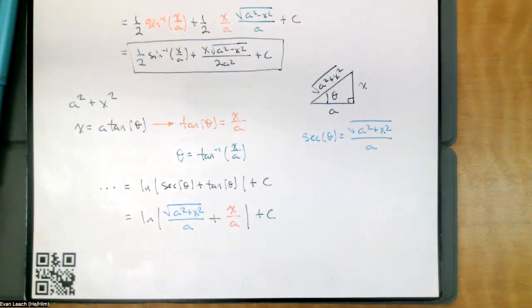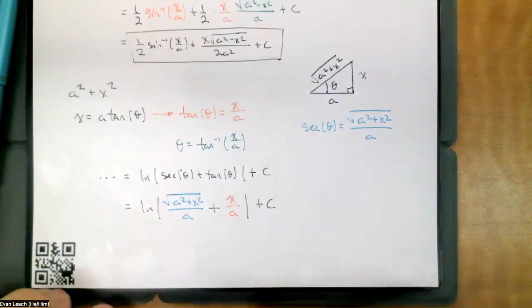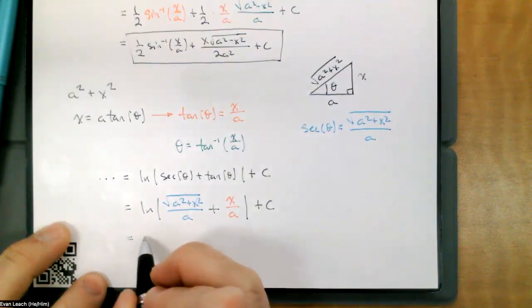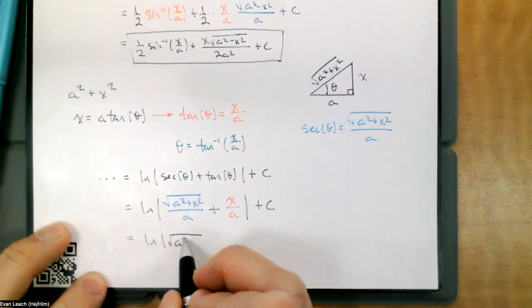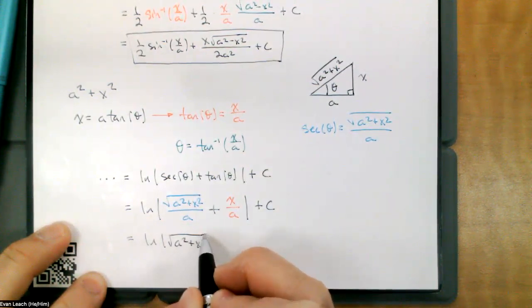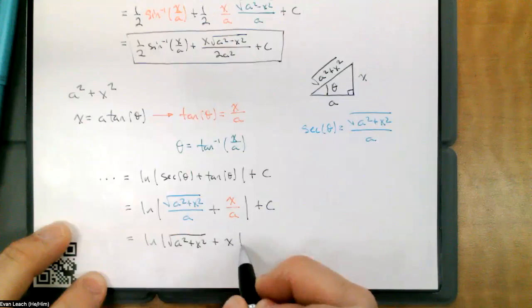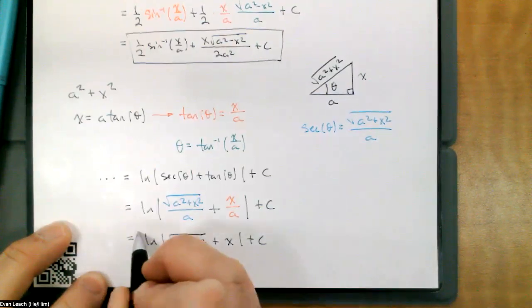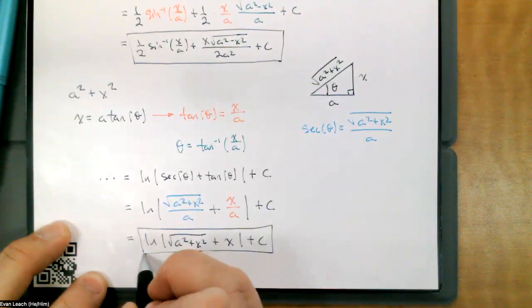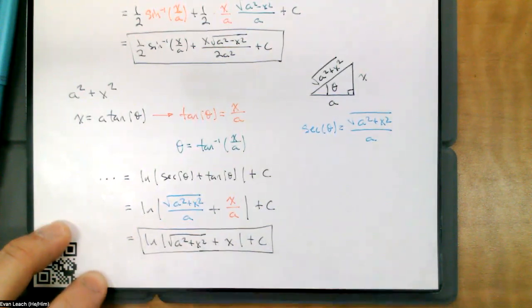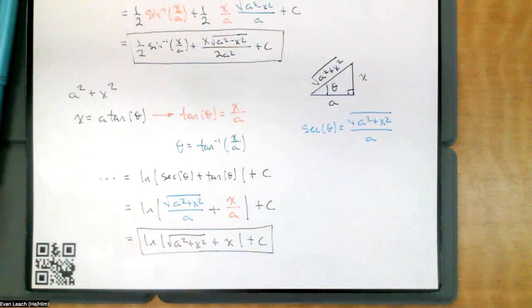Then when you look it up on Wolfram Alpha, you'll be like, oh, whoa, what happened to all the denominator of A?